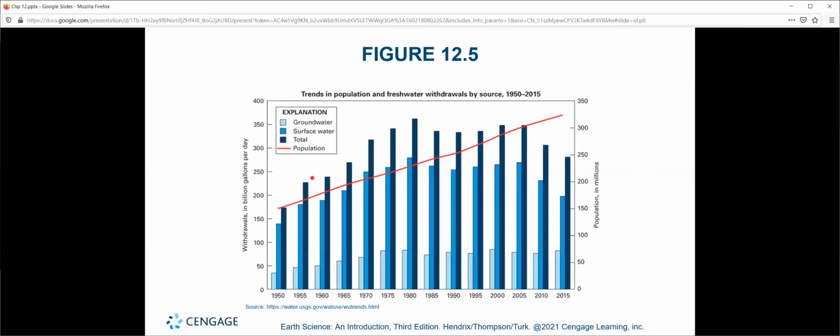And I guess I should point out on this graph over here, we have the withdrawal of water, and over here we have the population. So we have two different y-axes here. As the population increases, we do have a decrease in water usage. Interesting.